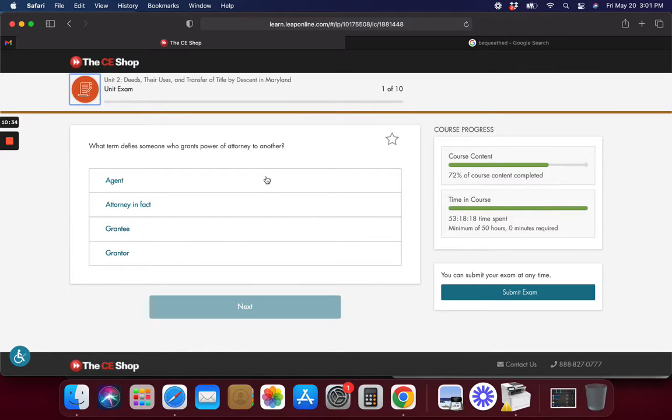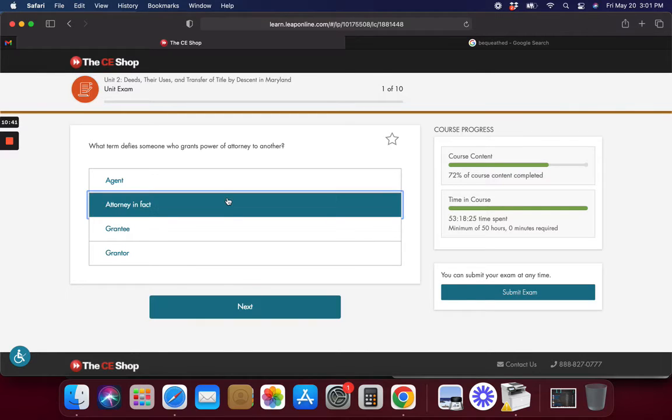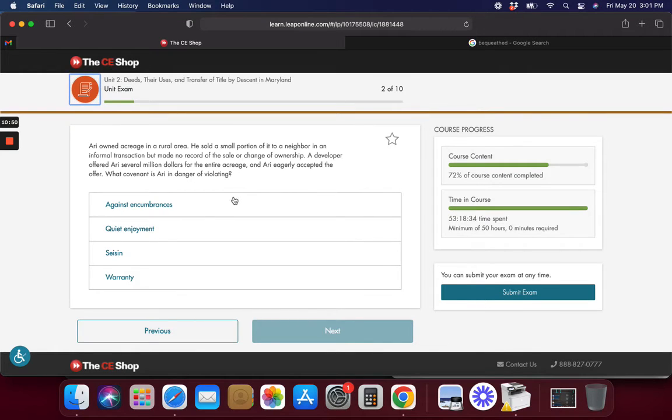Okay, what defines someone who grants power of attorney to another? These questions, I'm telling you. I don't know about that one either. Okay, Ari owned acreage in a rural area. He sold a small portion to a neighbor. A developer offered several million for the entire acreage. Ari eagerly accepted the offer. What covenant is Ari in danger of violating?